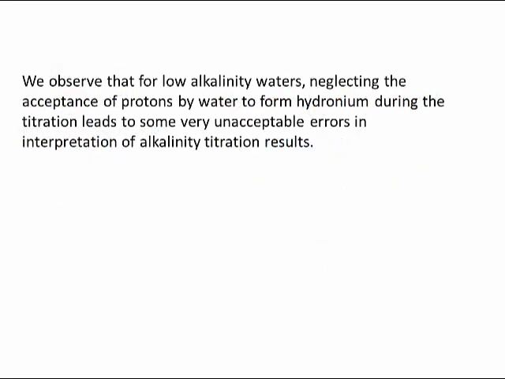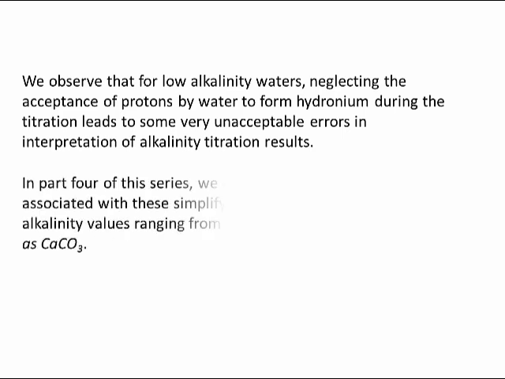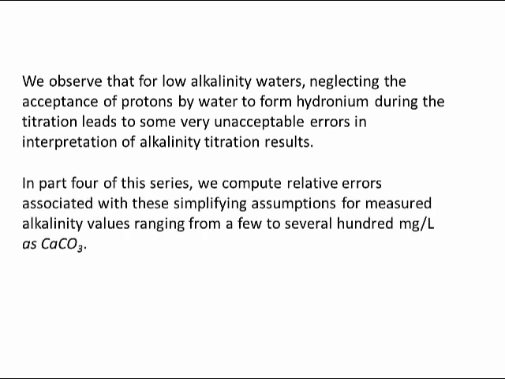We observe that for low alkalinity waters, when we neglect the acceptance of protons by water to form the hydronium ions during the titration, we have some very unacceptable errors in the interpretation of alkalinity titration results. Then in part 4 of this series, we'll compute some relative errors associated with these simplifying assumptions for a continuous range of measured alkalinity values from a few to several hundred milligrams per liter as calcium carbonate.